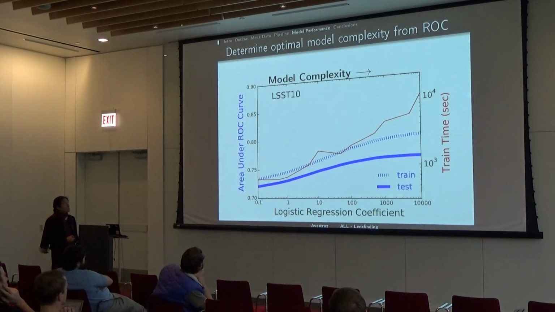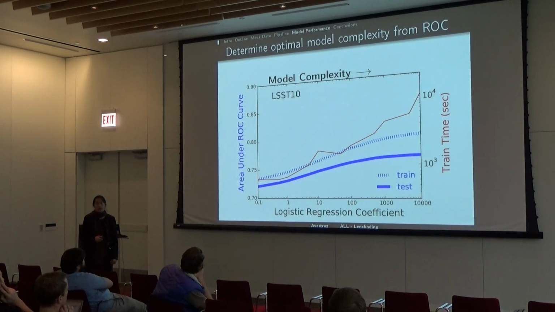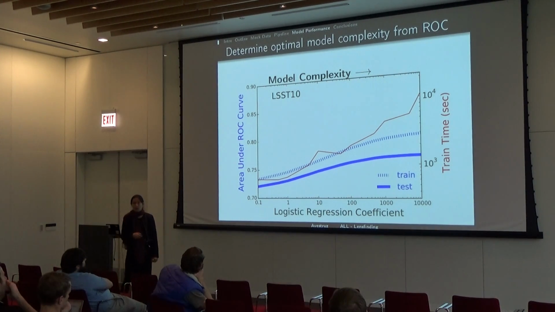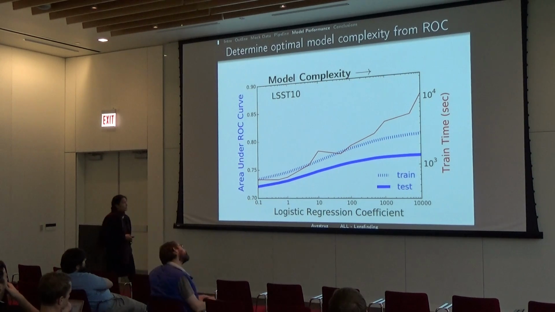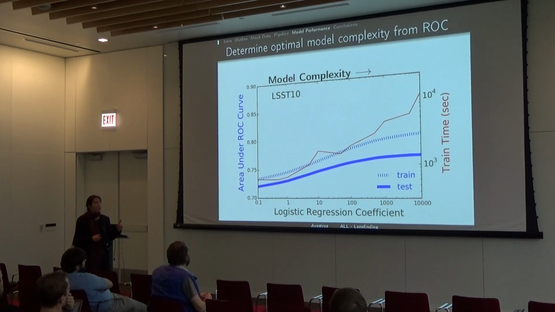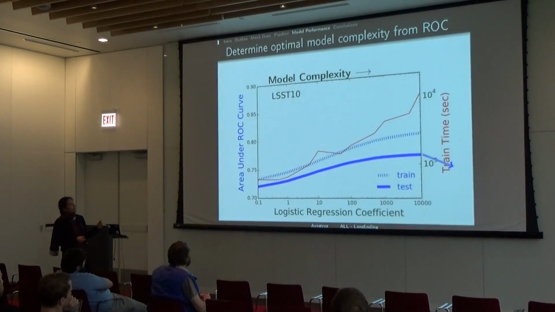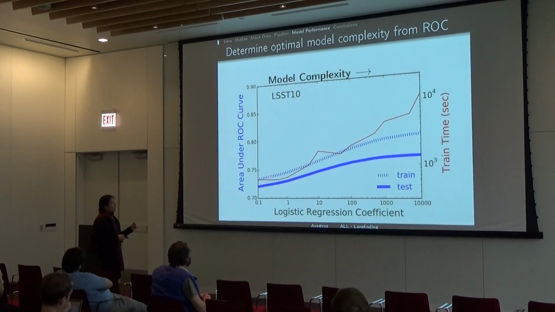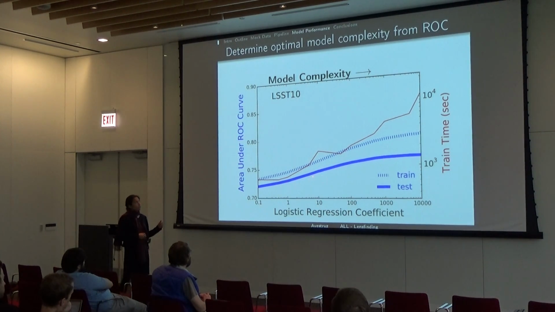So what we do is we determine optimal model complexity from the ROC curve, namely the area under the ROC curve. This is actual data now from the mock images that we classified. Here I'm plotting that area under the curve as a function of a logistic regression coefficient. It's basically one parameter that determines how complex the model is, with model complexity going from left to right. So what we can see here is that the training data set, as well as the test data set, pretty much continually increase with increasing model complexity, but kind of taper off after a while.